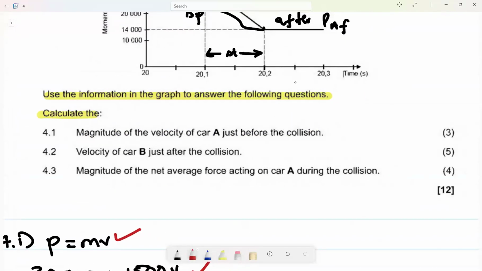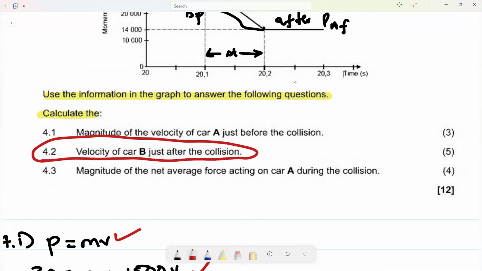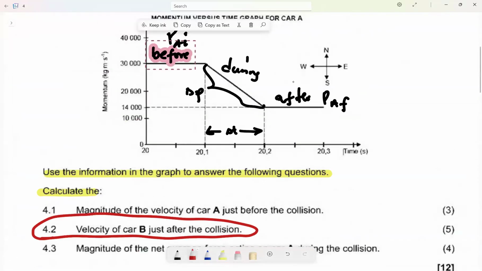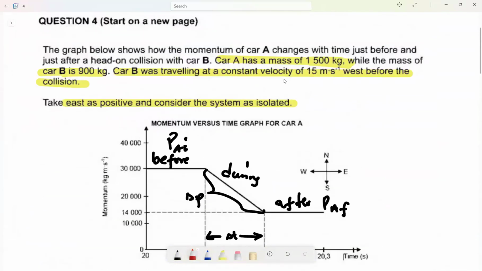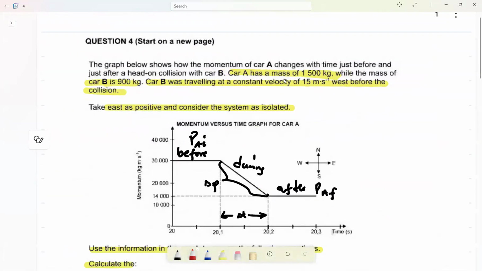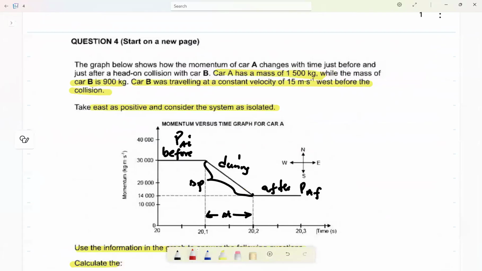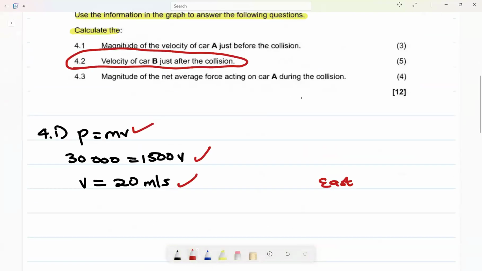For 4.2, calculate the velocity of B just after the collision. I already know the momentum of A initial and the momentum of A final. So what I need is to understand something. Let me see. What do they want? They want me to calculate the velocity of B after the collision.